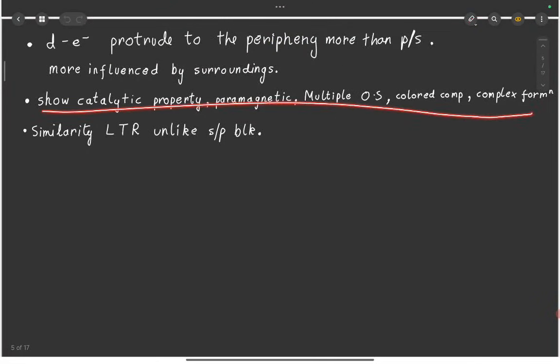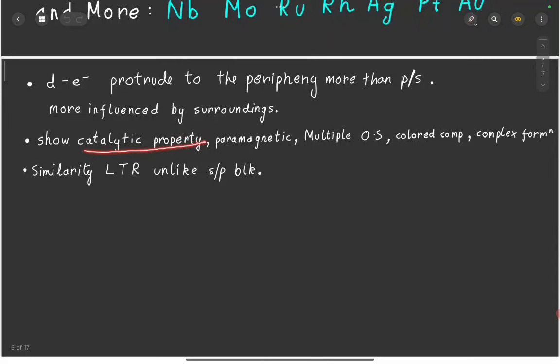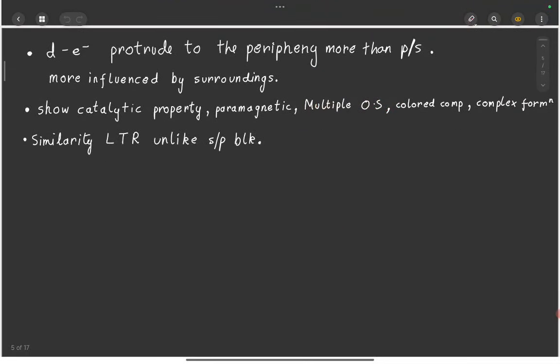Now, these are some general properties that d block elements show: they have catalytic property, paramagnetism, multiple oxidation states, colored compounds, and complex formation. All of these we will cover in the next lecture, except for multiple oxidation states, which we will cover in this lecture. Okay, so we will do that just so.